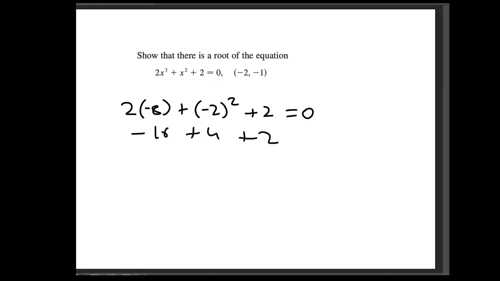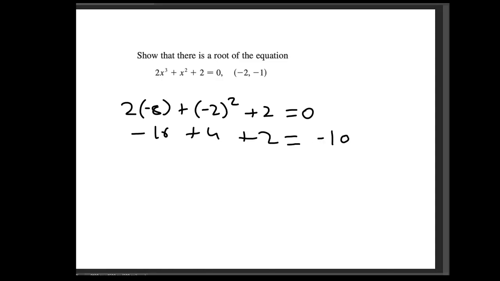Okay, so let's do what we did before. Let's plug in -2 for every x value, because we need to find f(-2). So 2 times (-2)^3, which is negative 8, plus (-2)^2 plus 2. Now let's evaluate this. We have negative 16 plus 4 plus 2, which is equal to negative 10.